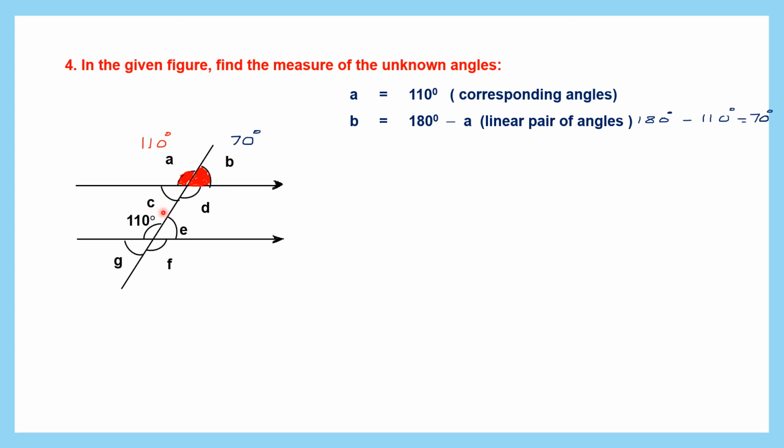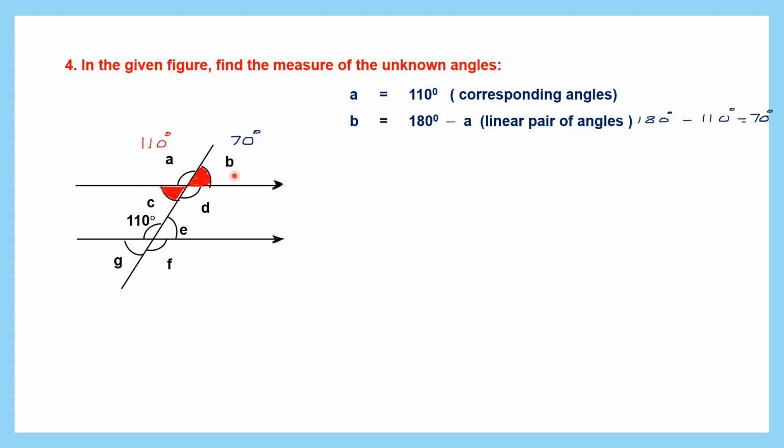Now let's look at angle C. If you look at angle C and angle B, they are vertically opposite angles. And what do we know about vertically opposite angles? Vertically opposite angles are equal. Now you can take it this way, or you can also say angle C and angle A are a linear pair because they're on this line, and you can subtract this from 180, you will get angle C.